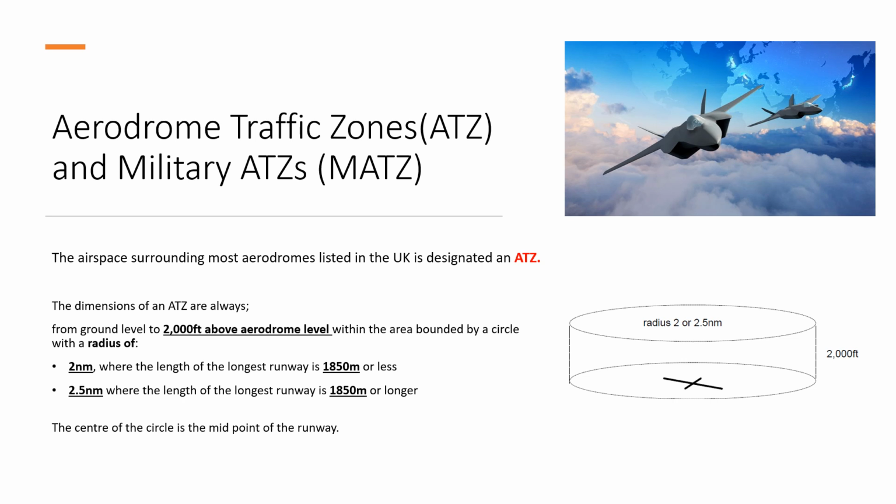An air traffic zone is a low cylinder surrounding most active aerodromes in the UK. The dimensions are always measured from the ground elevation at the centre of the airstrip. The ATZ cylinder extends to 2,000 feet above the surface of the airfield, and the radius of the cylinder is either 2 nautical miles or 2.5 nautical miles. This radius is dependent on whether the runway is less than 1850 metres or more than 1850 metres. A bigger runway means bigger planes, and this means a bigger space requirement around the airfield.